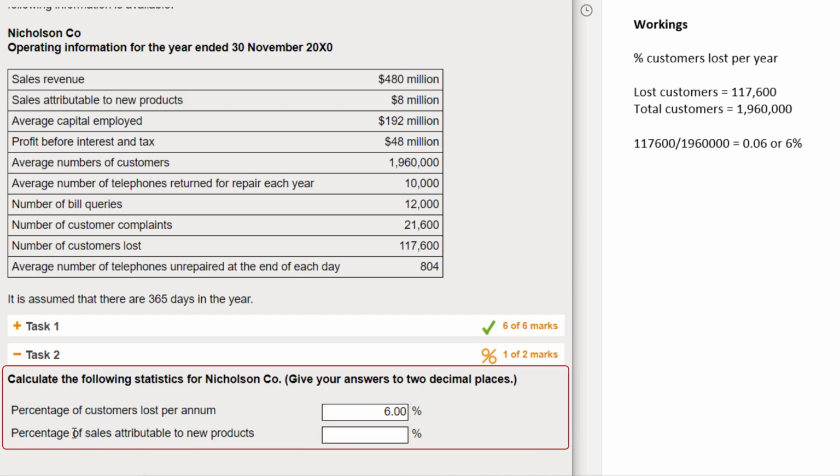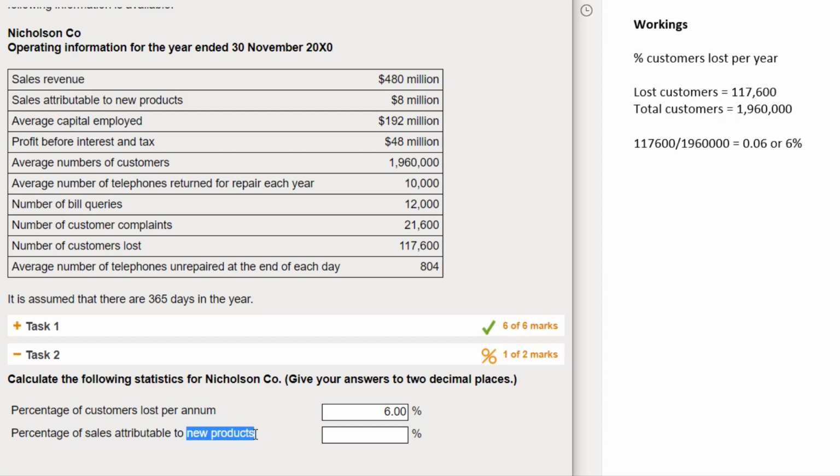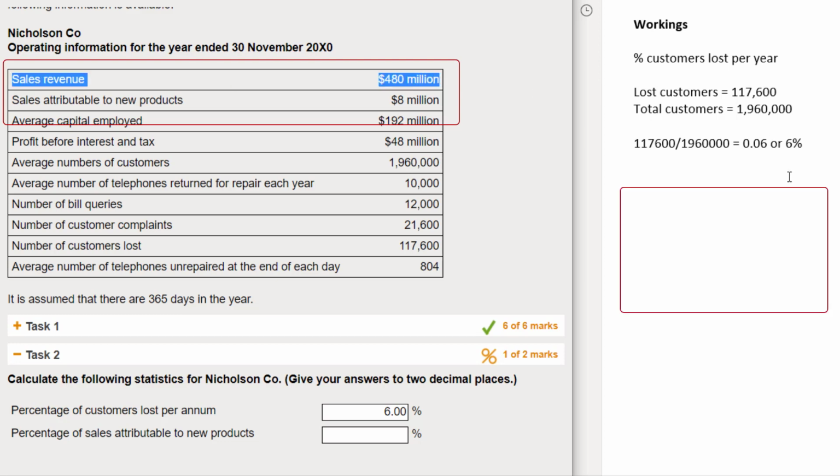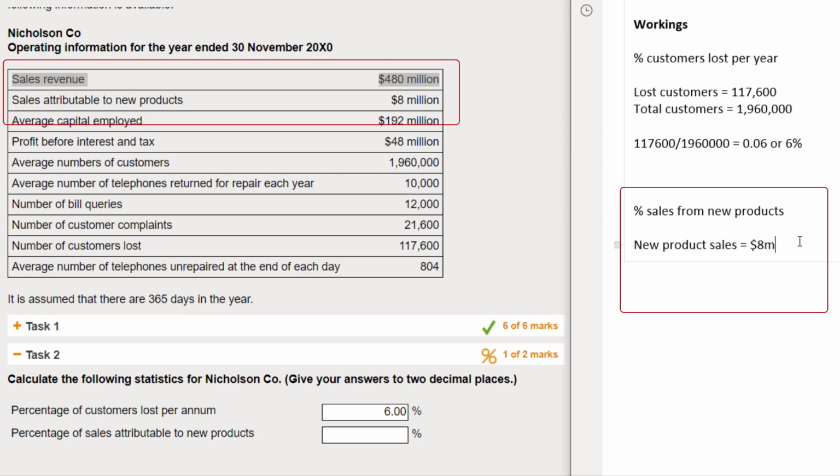What about the percentage of sales that are attributable to new products, the second one? So for this, I'm going to need to know my sales level, and then I'm going to need to know as well how much of that comes from new products. Oh, look, there's my new products. Sales attributable to new products is up here in the table of 8 million. And that's out of the total sales of 480 million. So my sales from new products are 8 million. And my total sales is 480 million.